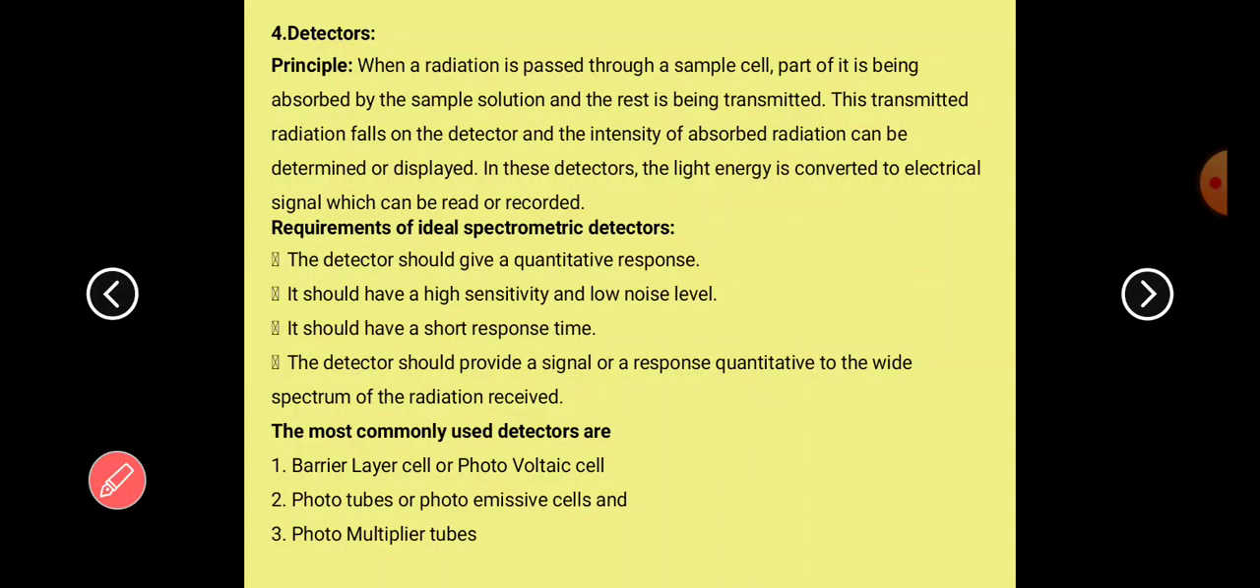The requirements of ideal spectrometric detectors are: the detector should give a quantitative response. It should have high sensitivity and low noise. It should have a shorter response time. The detector should provide a signal or response proportional to a wide spectrum of radiation received. Usually the most commonly used detectors are the barrier layer cell or photovoltaic cell, phototubes or photoemissive cells, and photomultiplier tubes.